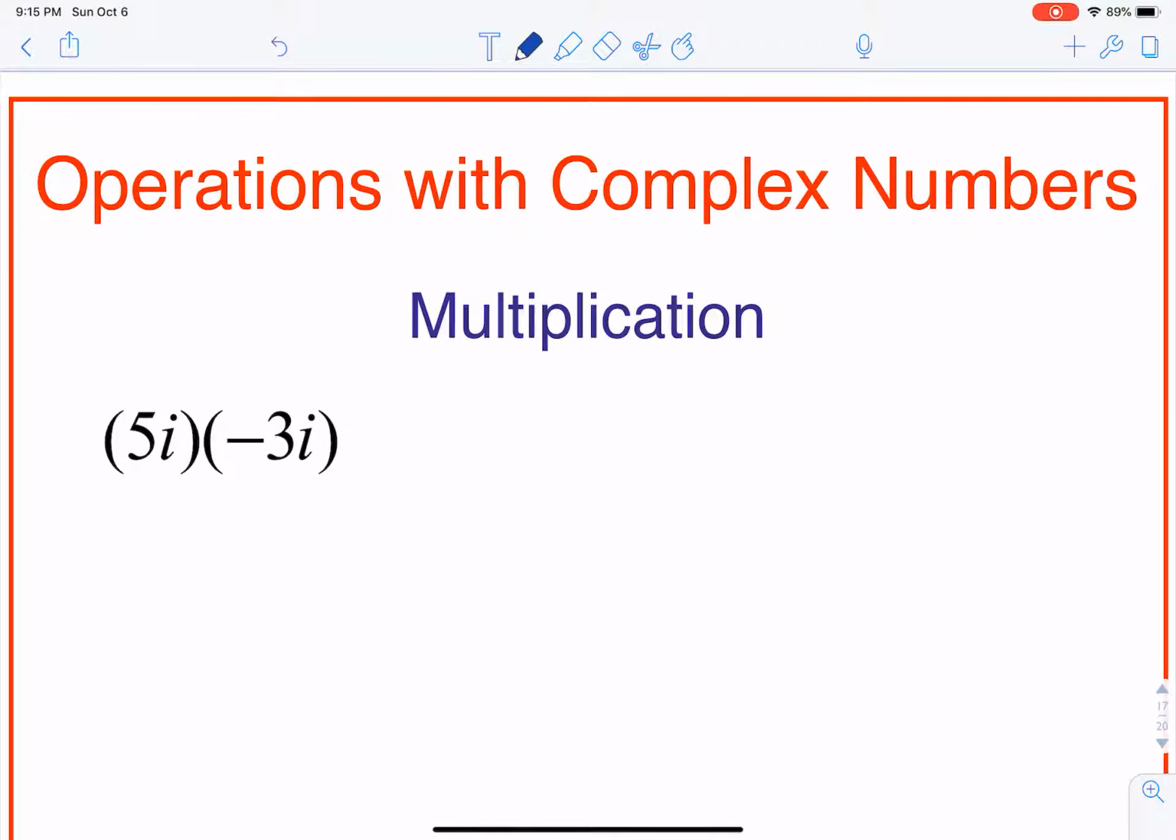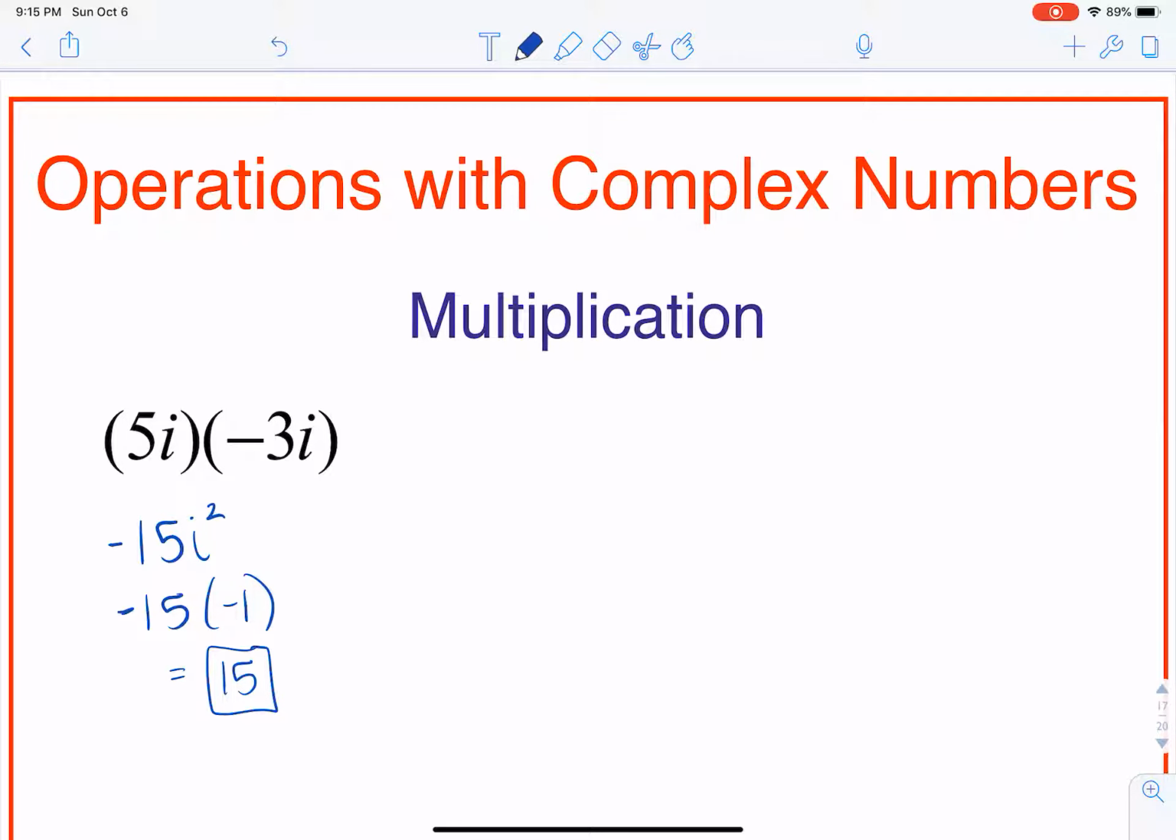We can multiply with complex numbers, and so our same rules of multiplying variables apply here. So 5i times negative 3i, this is going to give me negative 15, and i times i is i squared. And what do we know about i squared? It actually simplifies to negative 1. So this simplifies to positive 15, which is pretty cool.